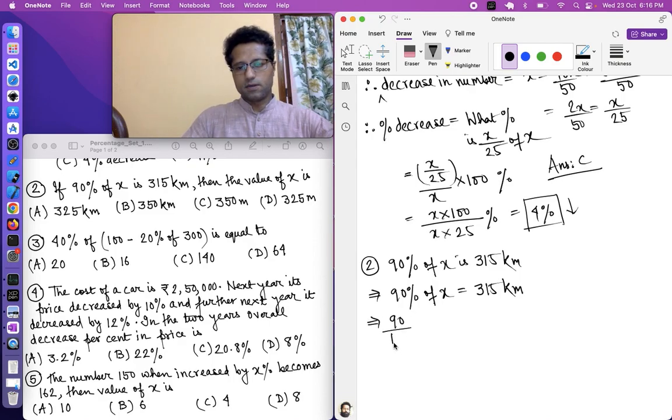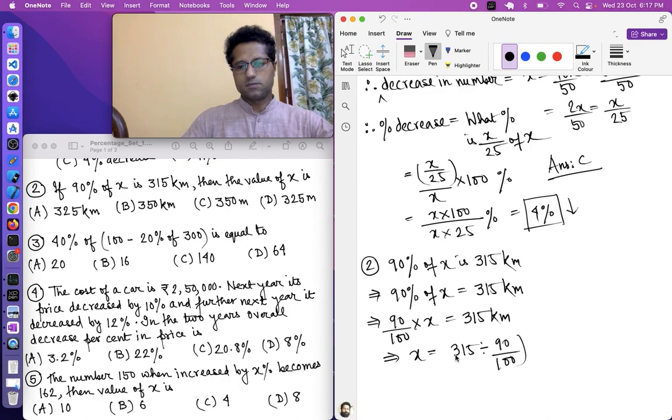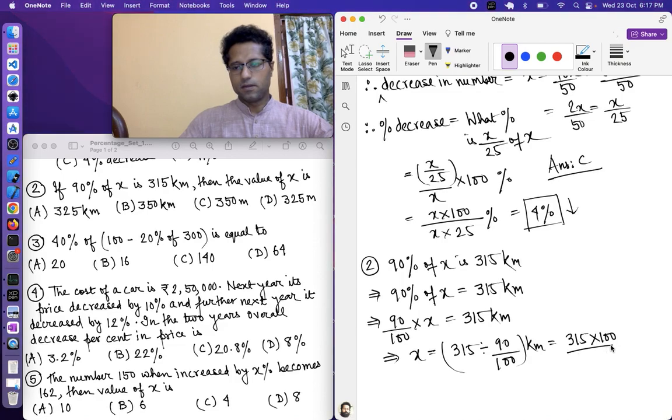Now what is 90% of x? 90% means 90 by 100, and the "of" operator means multiplication. So 90 by 100 multiplied by x is equal to 315 kilometers. Now we can solve for x, and we get x is equal to 315 divided by 90 by 100 kilometers. After simplification, it becomes 315 multiplied by 100 divided by 90 kilometers.